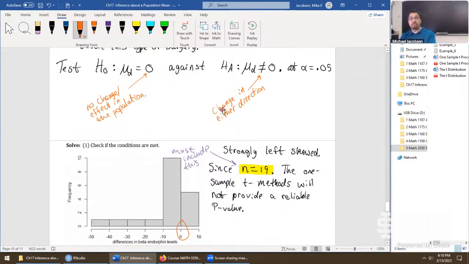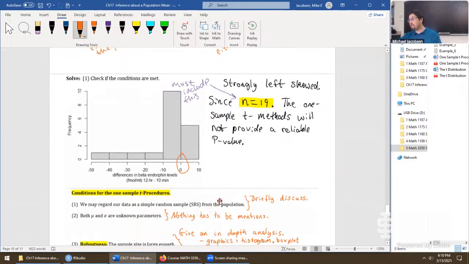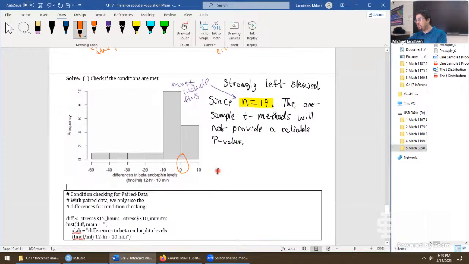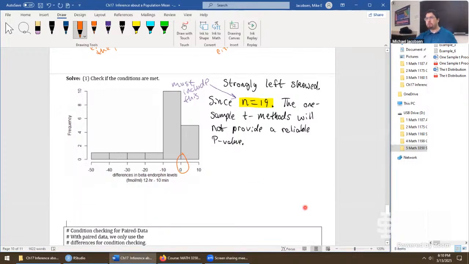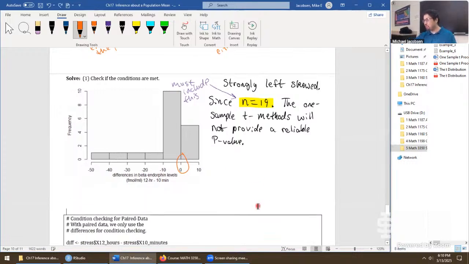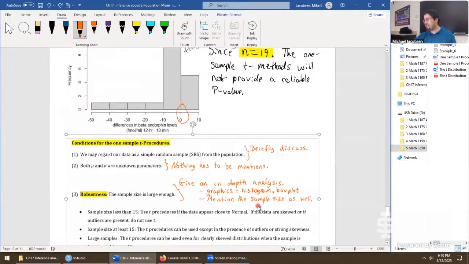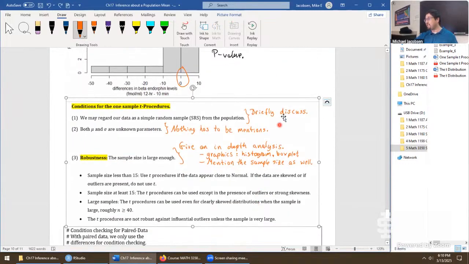This really is a picture of not equals right here. So there looks like there's a real effect going on, but the one sample t methods aren't going to give us a good view on the p-value. Well, let's say here overall, we remember we're discussing 2 conditions. Maybe I shouldn't have deleted that. Overall, the conditions are not met.